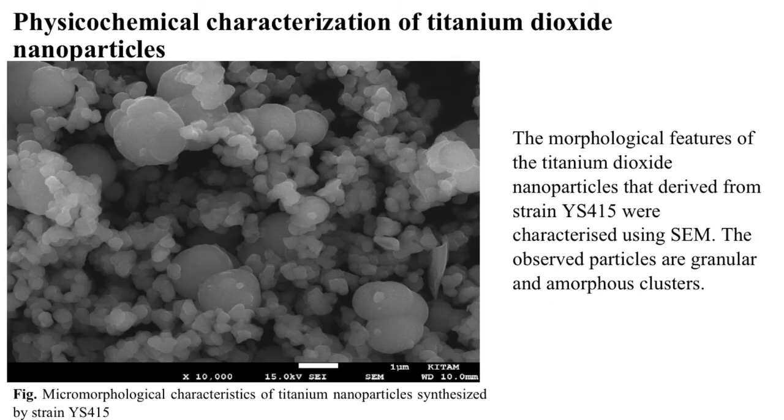The morphological features of the titanium dioxide nanoparticles derived from strain ESA 450 were characterized using SEM. The observed particles are granular and morphoid cultures.